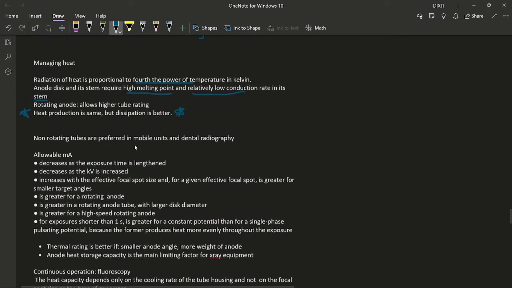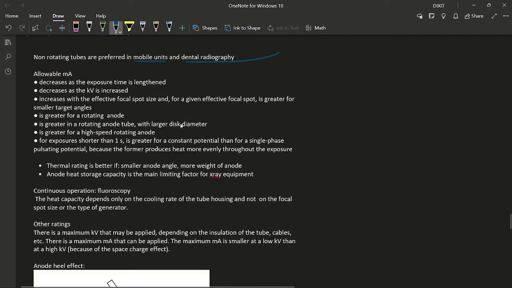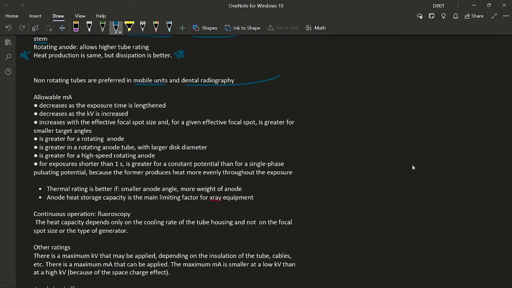Non-rotating tubes are preferred in mobile units as well as dental radiography. Now the allowable mA or the heat loading of the tube decreases as the exposure time is lengthened, because the more the time the anode is exposed, more heat is produced. It decreases as the kV is increased, because the electrons will come with a higher velocity and more heat is produced.